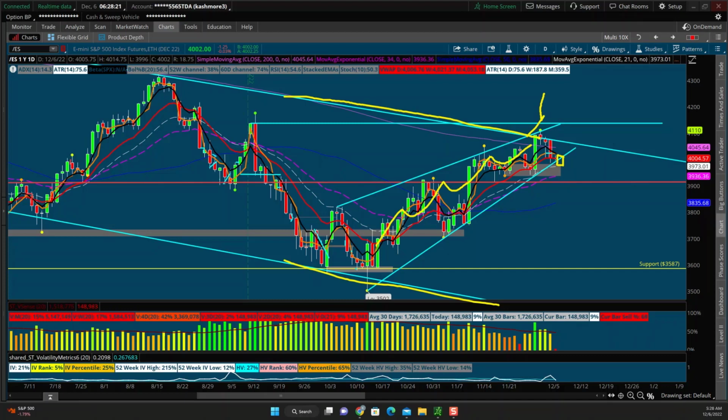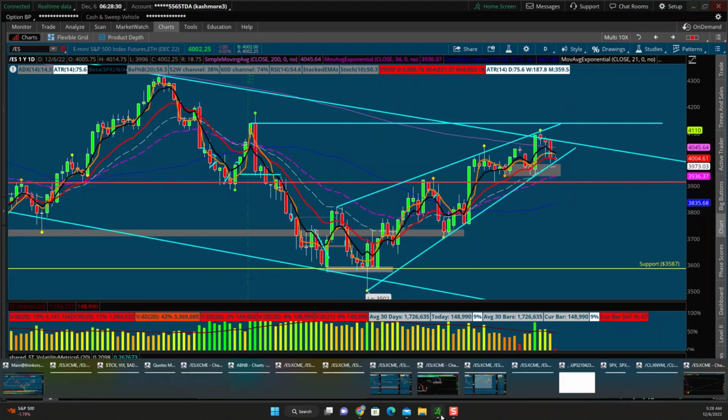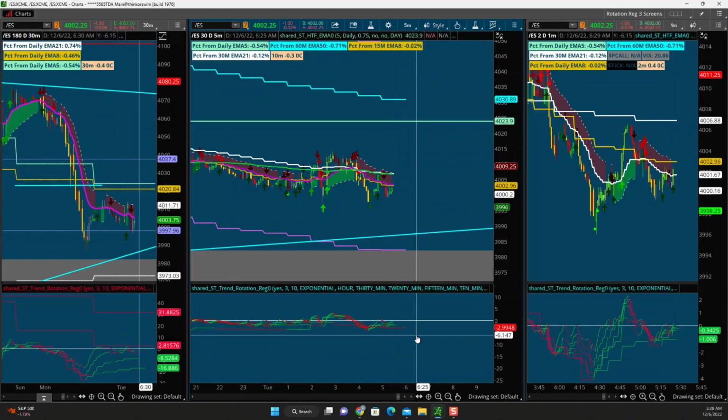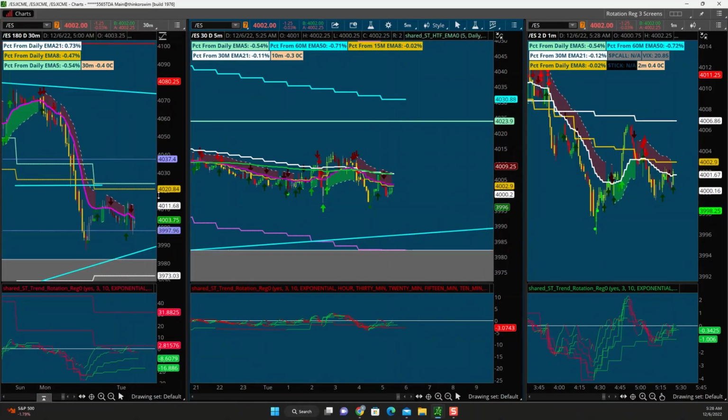So what does that mean for today, though? Well, for today, I am still leaning to the bearish side. So if I'm leaning bearishly, I just got to pick my entries. So right here on my charts that I have, this is how I'm looking at this.